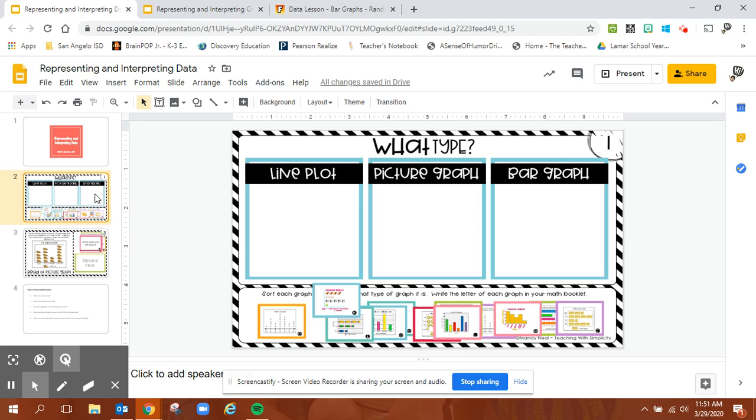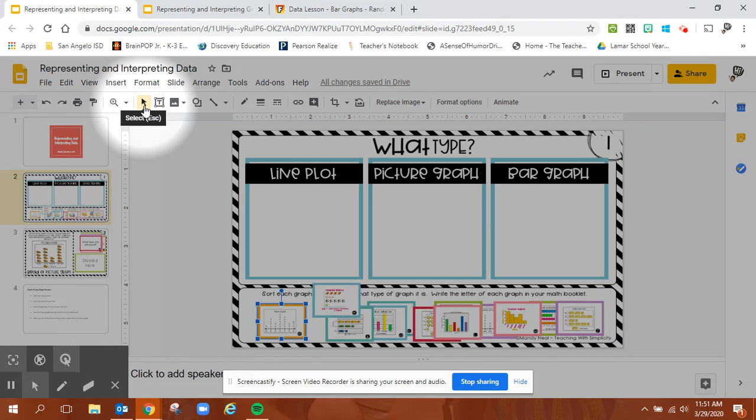All right, so on this slide, it says what type, and it has line plot, picture graph, bar graph, okay? Just like in the video, all we're going to do is find our graphs down here, and sort them into which category they would go. So if you remember from the video, let's click on this one right here. And when you want to click on something, make sure you're clicking on this little arrow that says select, okay?